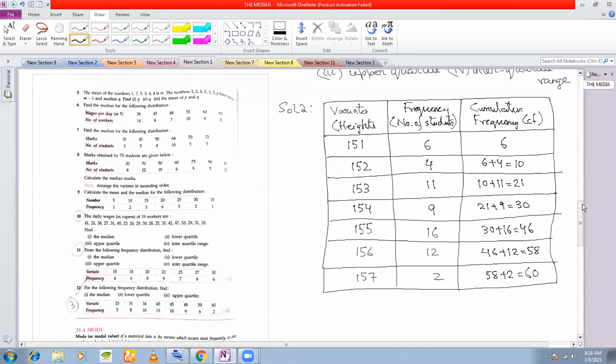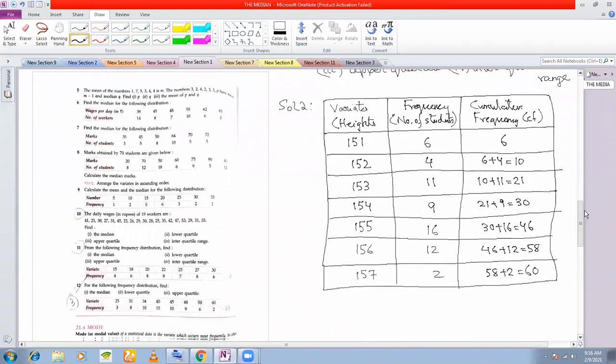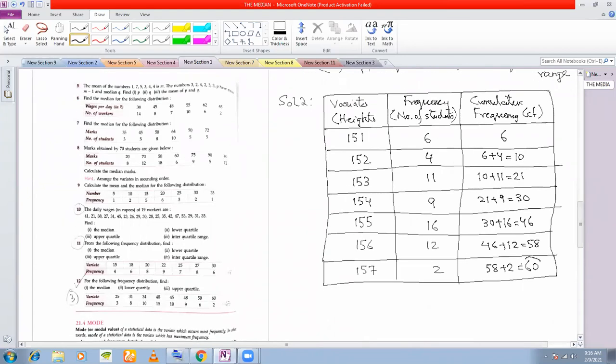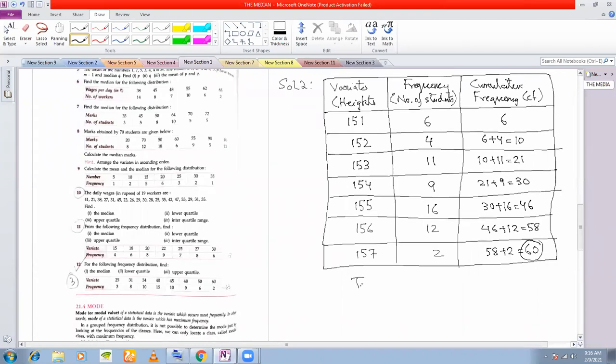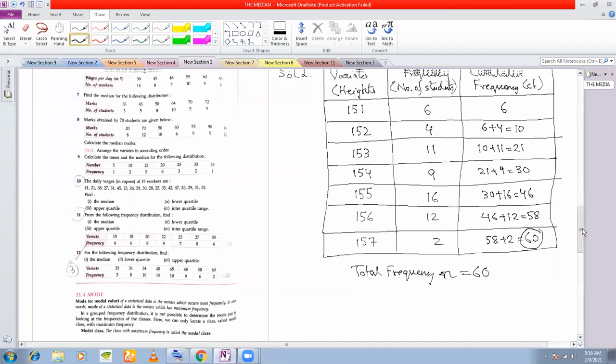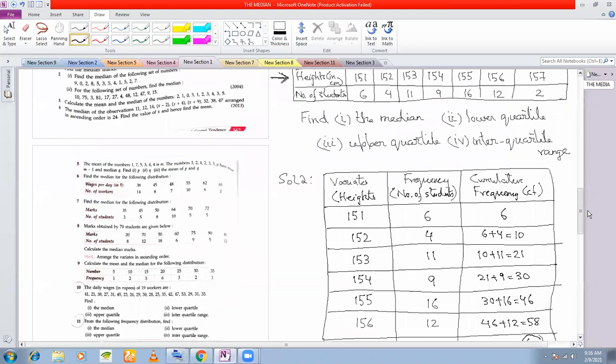So here, if you see clearly, what is the total frequency here? Total frequency here is 60, adding all this. Okay. So this is the total frequency. Let's write it. Total frequency is n is equal to 60. Now we shall find out the median and the quartiles. First, we will deal with the median.